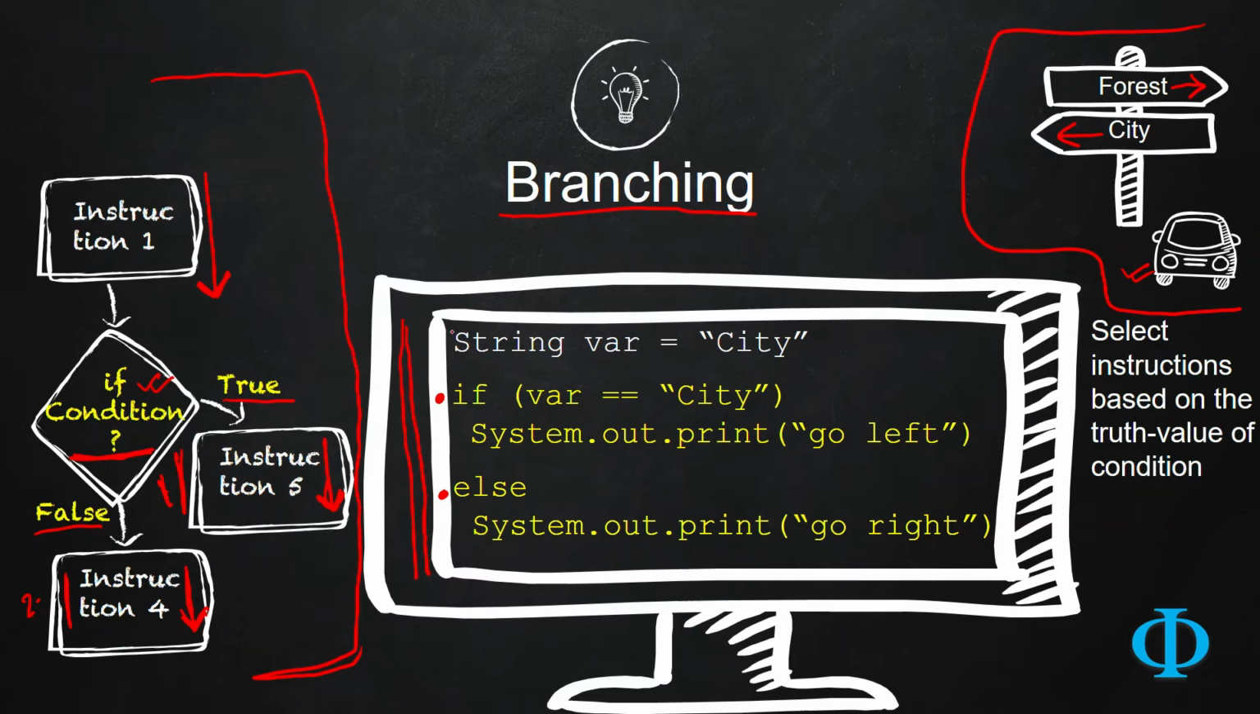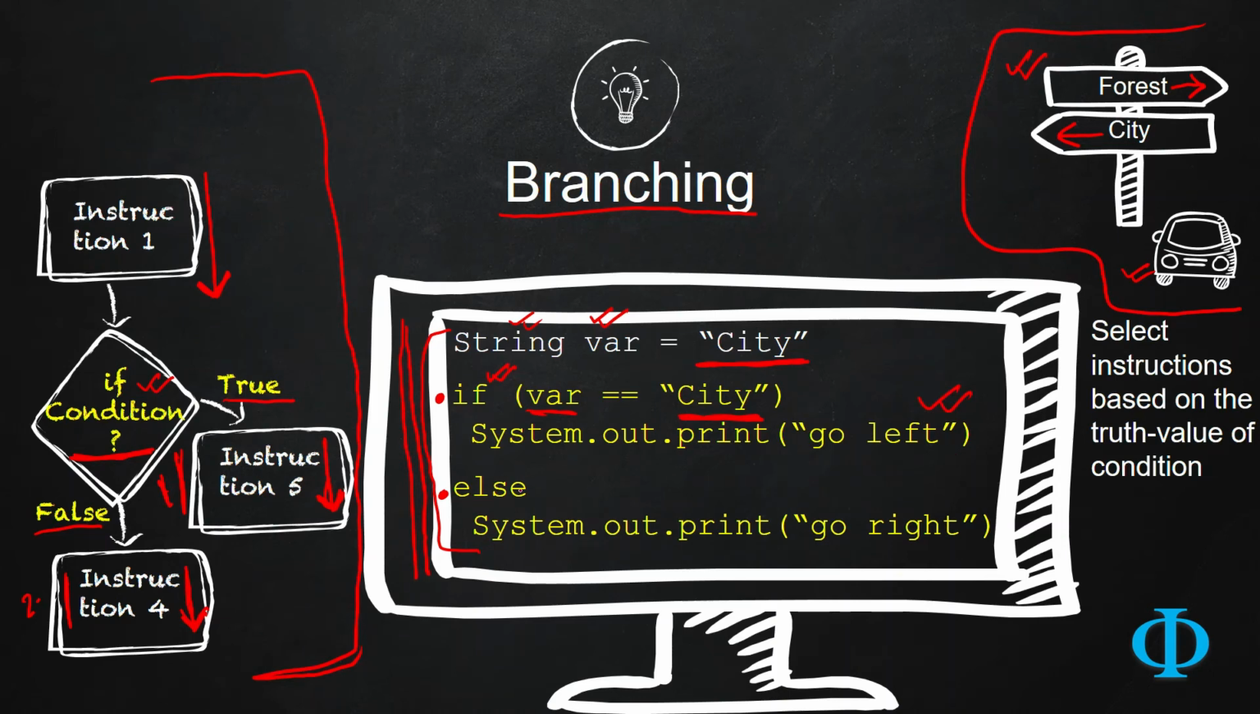Now, this code is actually implementing the example that I discussed just a few minutes back, that is your forest and city example. Here what I have done is, first I have declared a variable called var of type String, and I have set the value to city inside this variable. Then I have started an if condition. Inside this if condition, I have checked what value has been stored inside var. If the value inside var is equal to city, then you have to go left.